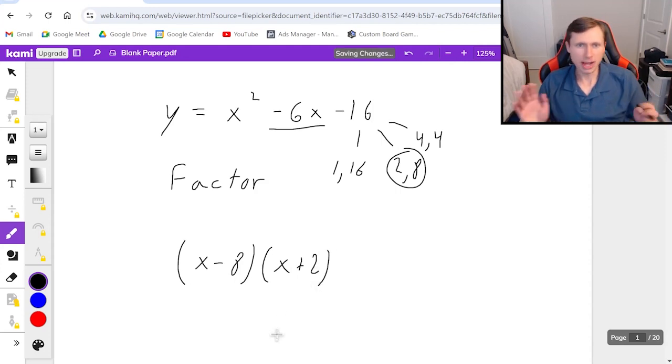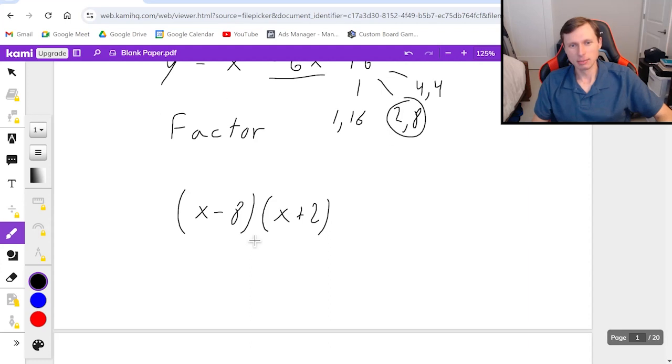And if you're not good at factoring, then that's a problem. You should probably watch another video before you finish watching this one because I'm assuming you know how to factor already. But then from here, the solutions are, just flip the sign, x equals positive 8 and negative 2. And these are going to be my solutions or x-intercepts.